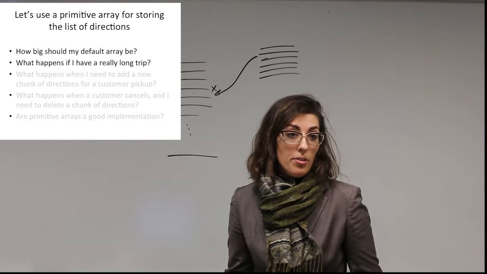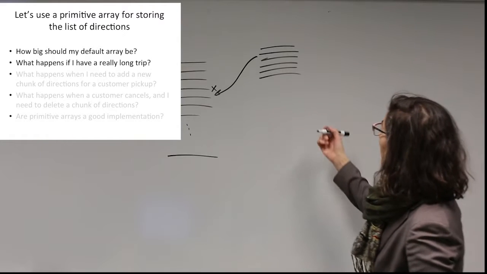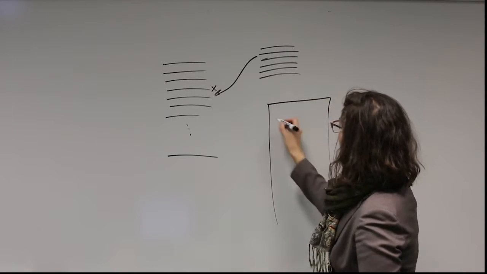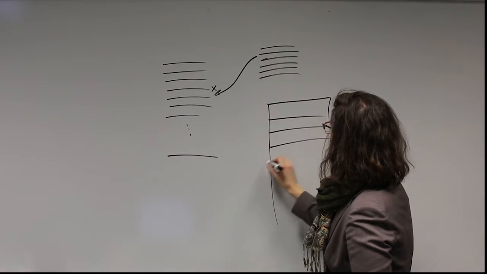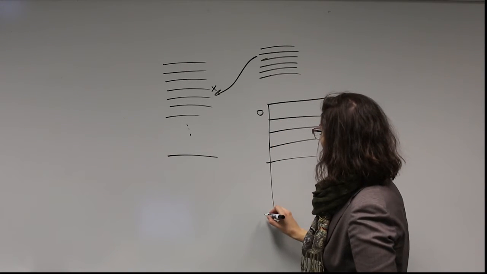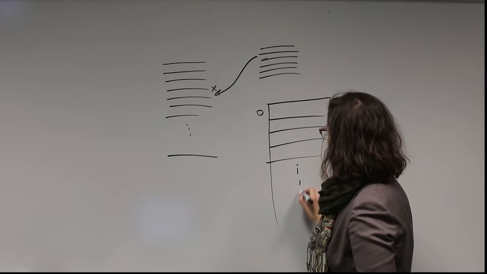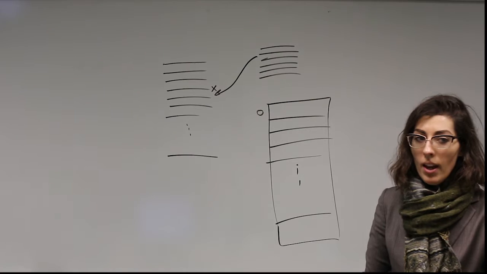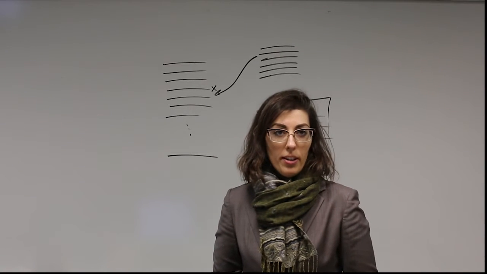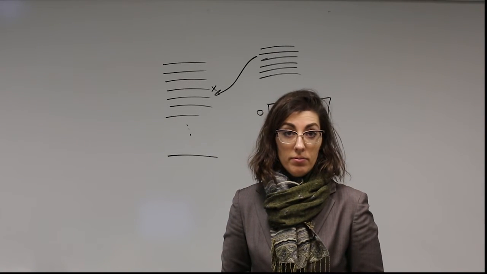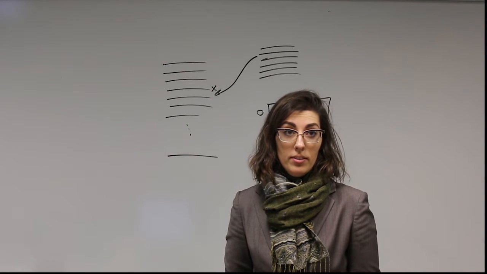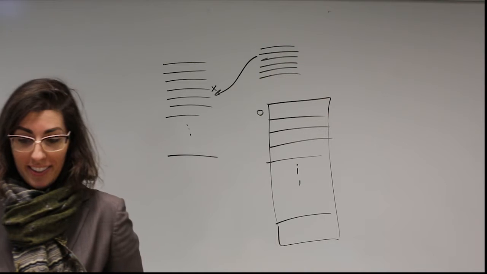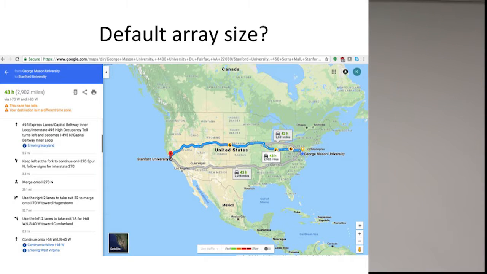So let's use a primitive array for storing the list of directions. And it might look something like this, conceptually. Starting at index 1, up to some size. Each of these would be a direction. How big should my default array be? What do you guys think? Any suggestions? 50. 50? That's aggressive, but not entirely off.